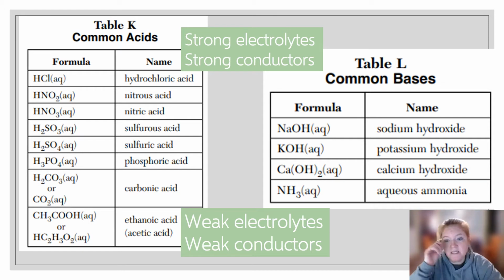Remember, strong acids and strong bases are at the top of the table, weak acids and weak bases at the bottom. If it's a strong acid, it's a strong conductor, a strong electrolyte. If it's a weak base, it's a weak electrolyte, a weak conductor.